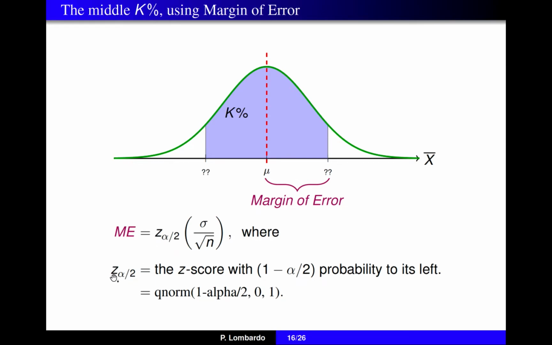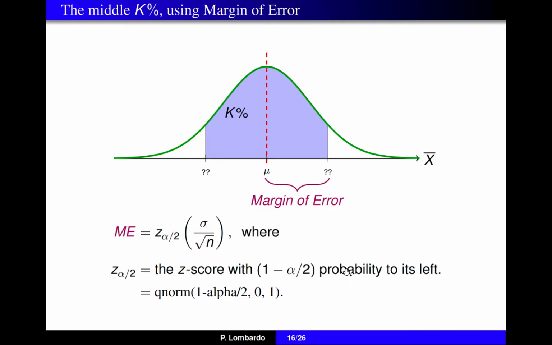And in fact, we define z alpha over 2 as the z-score, right? So this is a value from the standard normal distribution with an area of 1 minus alpha over 2 to its left, right? So if we have alpha over 2 in this right-hand tail, the area to the left will be 1 minus alpha over 2. The way we're going to compute this is using qnorm of 1 minus whatever our alpha value is over 2. And then since it's a standard normal, a z-score value, we're going to use parameters 0 for the mean and 1 for our standard deviation.